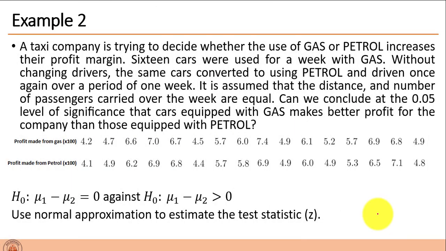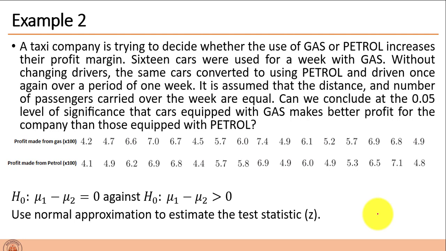Example number 2. A taxi company is trying to decide whether the use of gas or petrol increases their profit margin. 16 cars were used for a week with gas without changing drivers. The same cars were converted to using petrol and driven once again over a period of 1 week. It is assumed that the distance and the number of passengers carried over the week are equal. The question now is, can we conclude at the 0.05 level of significance that cars equipped with gas make better profit for the company than those equipped with petrol?